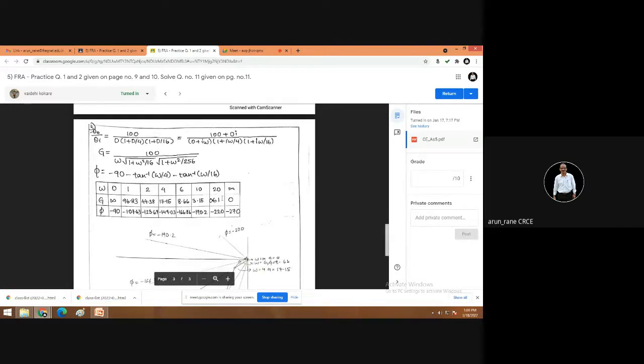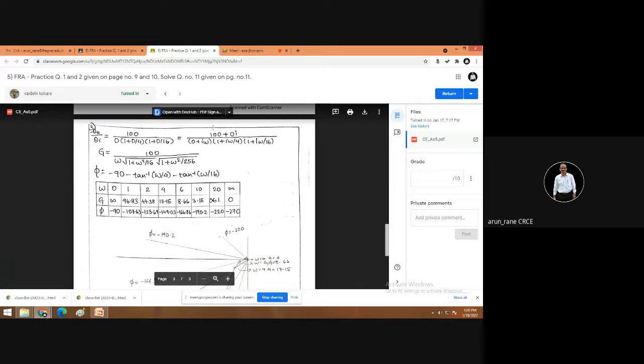Then you have one more plot: 100 upon d, 1 plus d by 4, 1 plus d by 16. So this is for practice. Again 100 is written as 100 plus 0 i. d is changed to i omega, and then further it is written in complex form. So this is again 1 plus i omega upon 4 and 1 plus i omega upon 16. Correct.